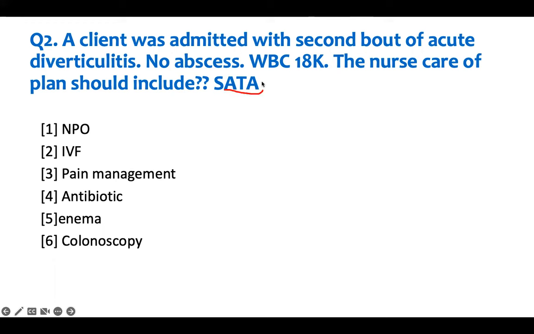SATA. So we read from the back forward. The next plan of care should include. So we're looking for a plan of care. That means you are now the boss. So you've got to make a decision. The client was admitted with the second bout of acute diverticulitis, no abscess. White count is 18. What plan of care should you include?